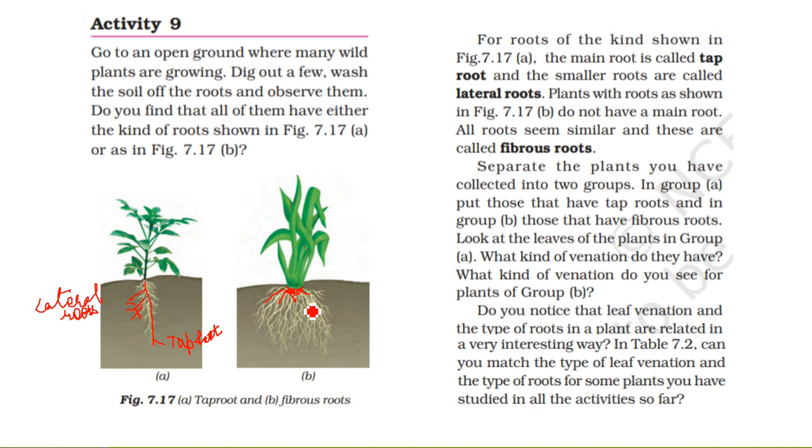Taproot is the main root of the plant. It's quite broad and it has its branches which are called lateral roots. But in the second case, there are so many roots, they are very thin, they are fiber like, thread like, and they are attached at the same point. So these roots are called fibrous roots. The main root is called taproot and the smaller roots are called lateral roots.